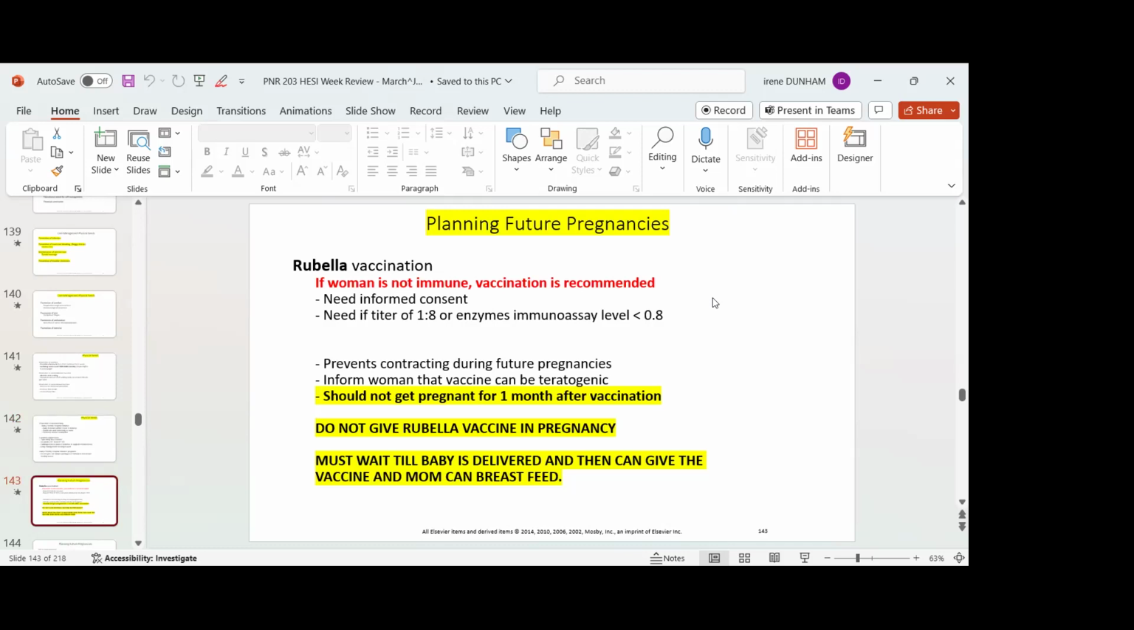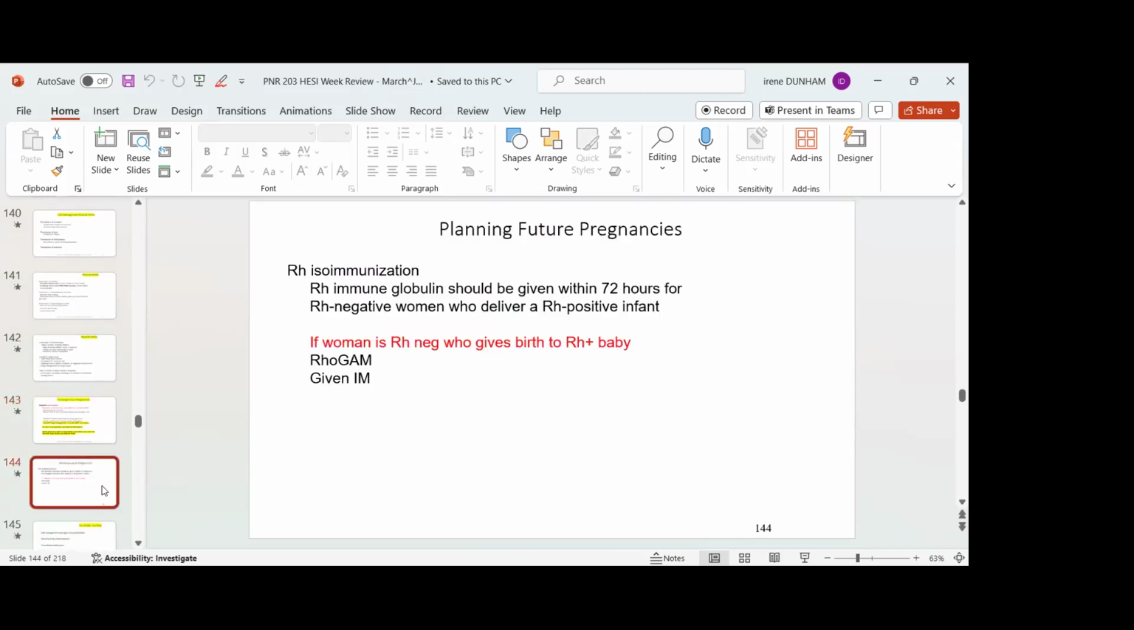Now, say she's pregnant. You're not going to give it to her. You have to wait till after she delivers, and then you can give it to her while she's in the hospital. She can breastfeed. They always like to put at least one of those questions on the HESI.